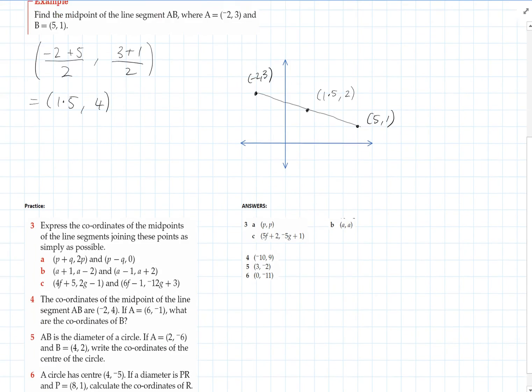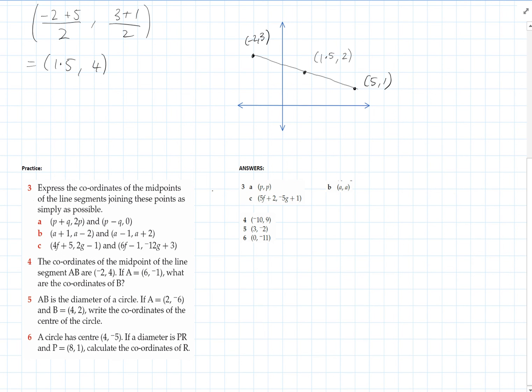Okay, so there's some questions I'd like you to practice here, and it gets pretty abstract pretty quickly, but that should be fine for you guys, and then you can just check your answers over here.